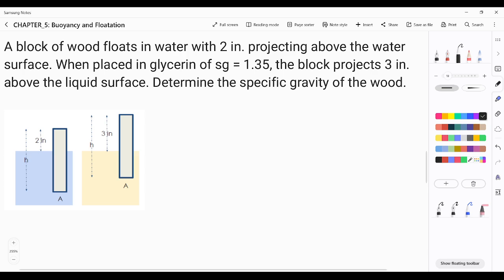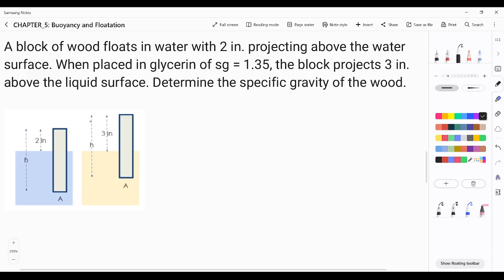Alright, for this problem, we have a problem about buoyancy. Let's read the problem. A block of wood floats in water with 2 inches projecting above the water surface. When placed in glycerine of specific gravity of 1.35, the block projects 3 inches above the liquid surface, which is this one. We are asked to determine the specific gravity of the wood.